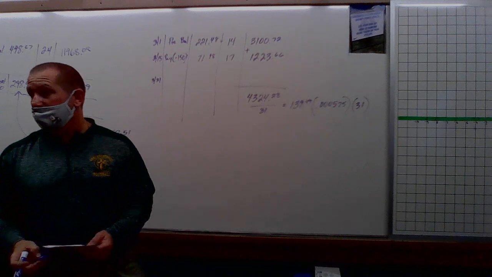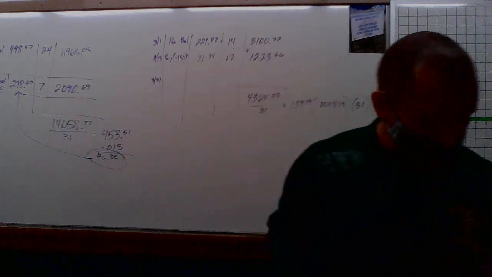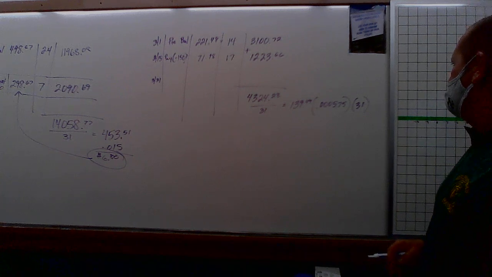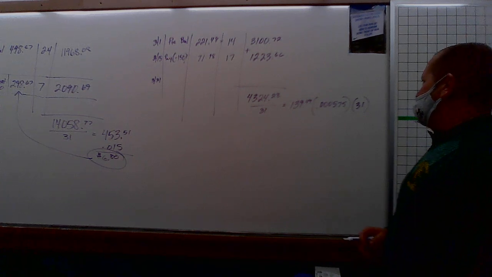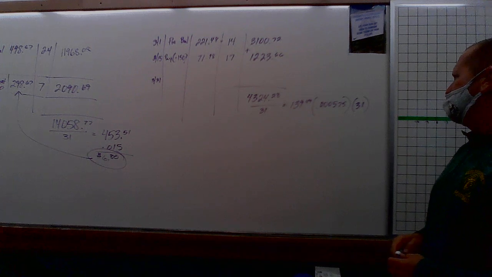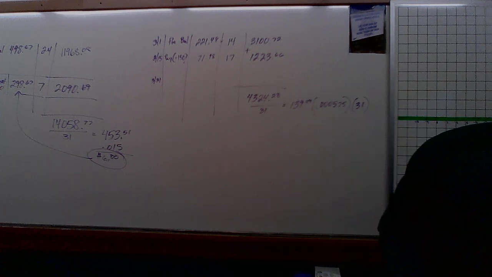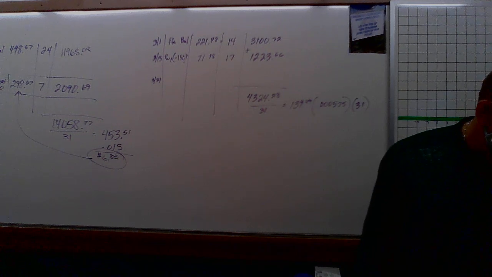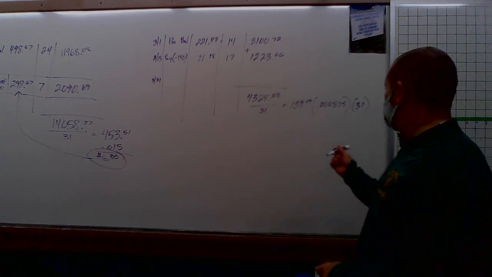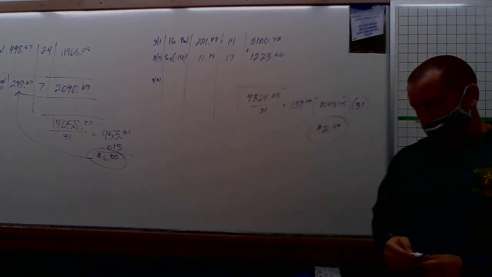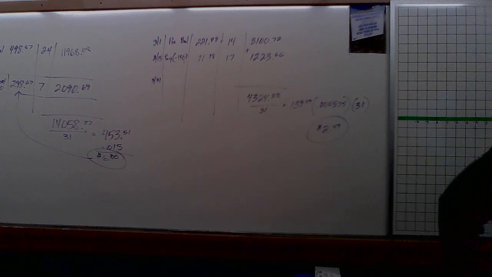Why did we divide it by 31? Technically, wouldn't you not have to? Probably not. I got 2.49. You got how much? $2.49. What'd you get? $2.49. Okay.